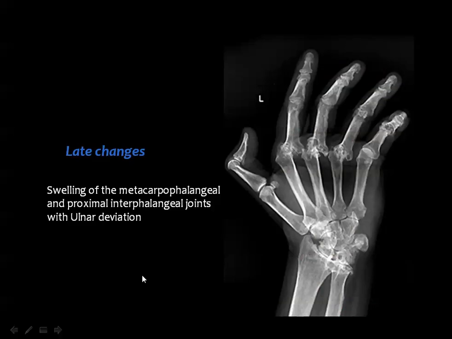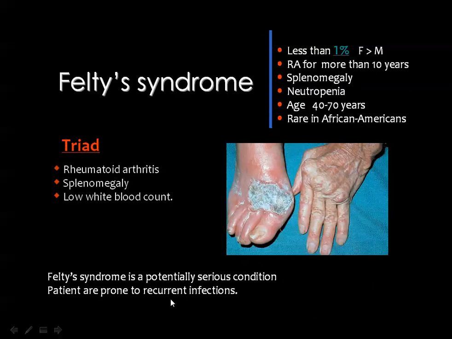Then if you look at this case of rheumatoid arthritis, you can see significant narrowing of the radiocarpal and ulnocarpal joints with bone sclerosis and the erosive changes of the carpal bones. Also, you can see the erosions affecting the metacarpophalangeal joints and some of the proximal interphalangeal joints.